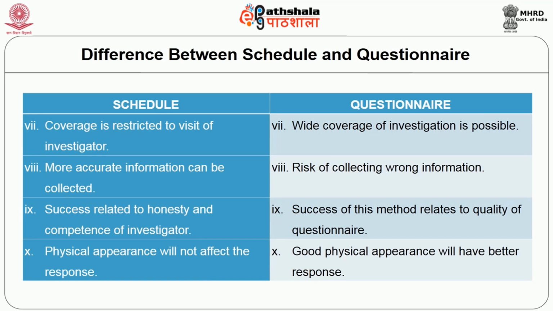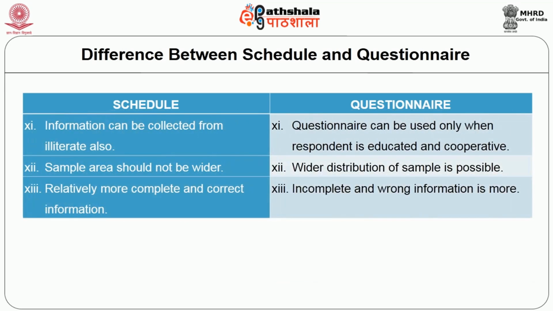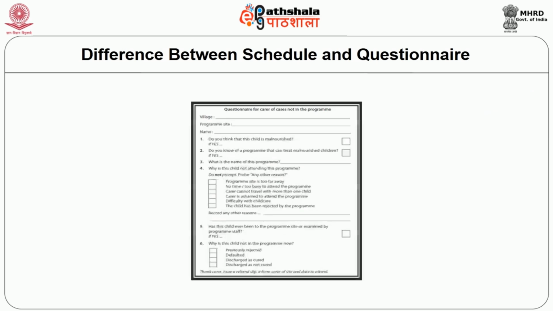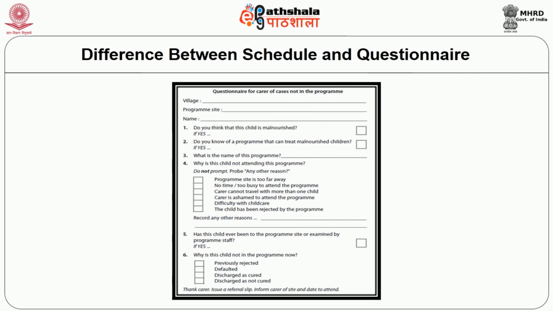Physical appearance will not affect the response. Good physical appearance will have a better response. Information can be collected from illiterate also. Questionnaire can be used only when the respondent is educated and cooperative. Sample area should not be wider. Wider distribution of sample is possible. Relatively more complete and correct information is obtained. Incomplete and wrong information. Here you can see the format of a questionnaire.